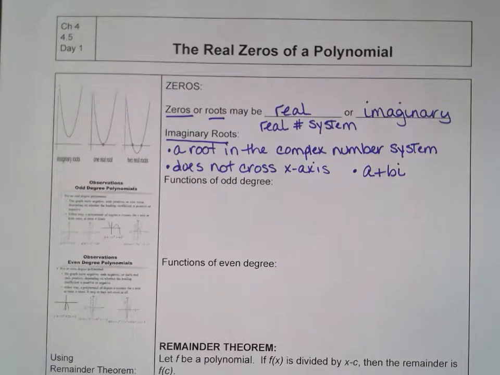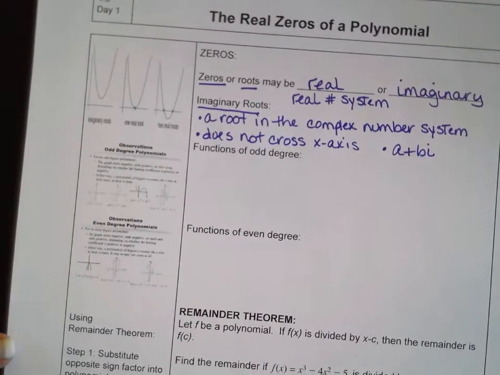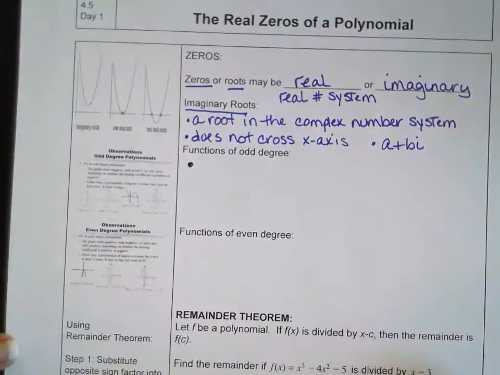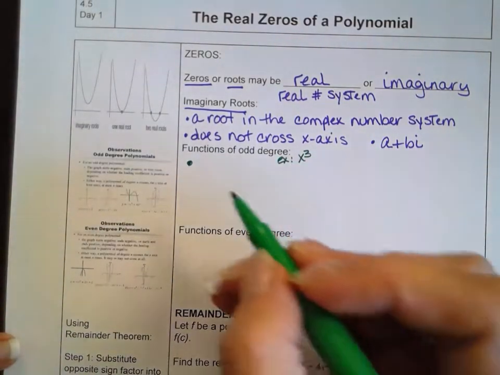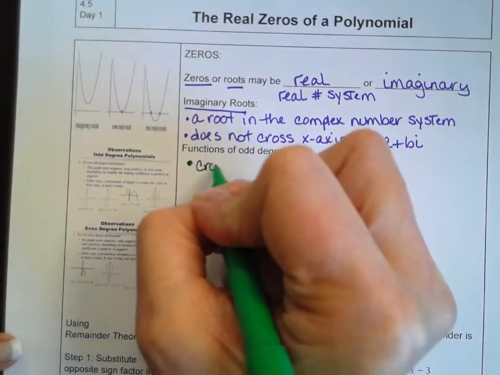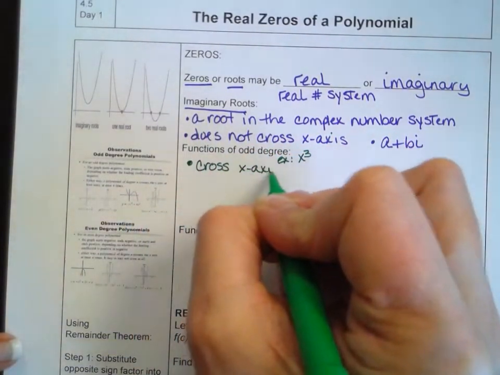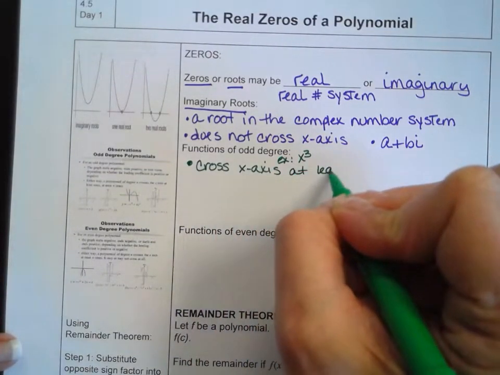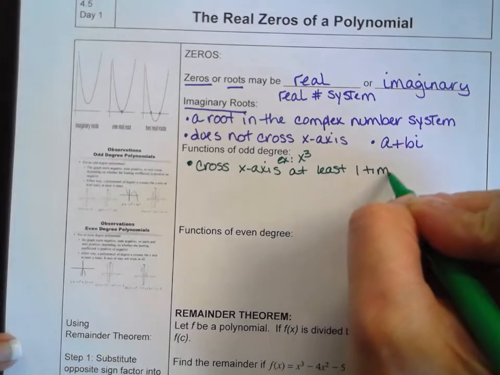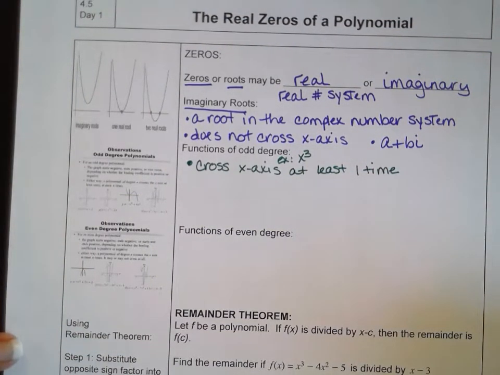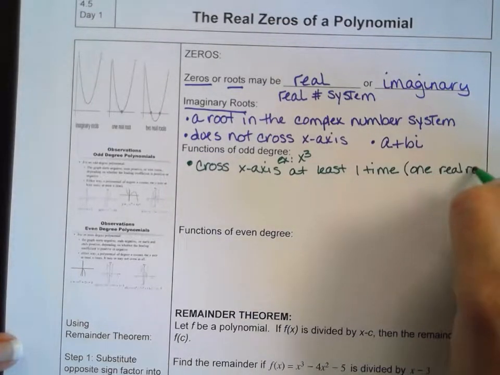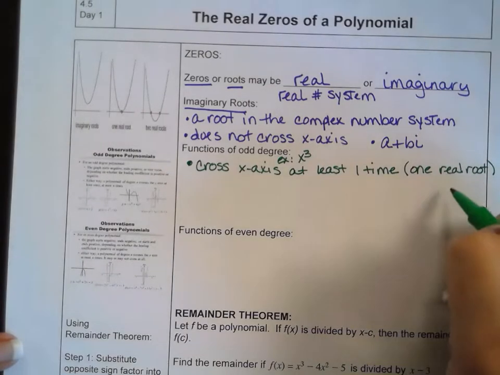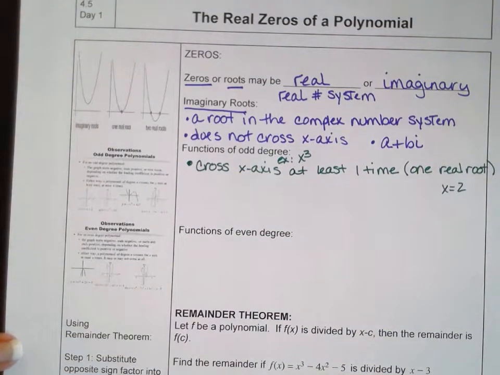Alrighty. Functions of odd degrees. Okay, some rules about that. If you have a function of odd degree, so it's like x cubed, it must cross the x-axis at least one time. So that means there is one real root, such as x is equal to 2, whichever one.